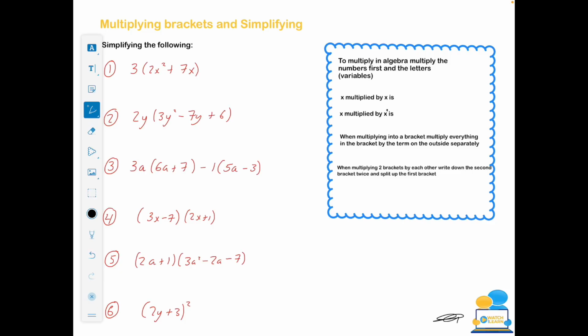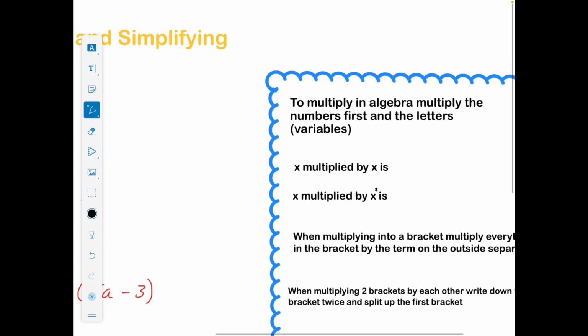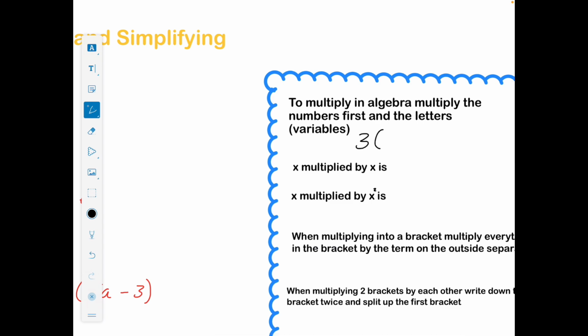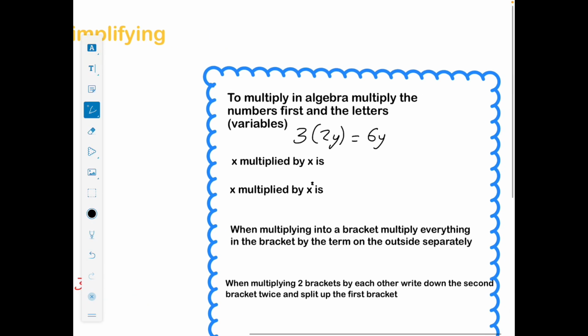Now, for multiplying brackets and simplifying them, the second you see a bracket, we want to get rid of it. We get rid of it by multiplying, okay? So our key rules over here on the right: to multiply in algebra, multiply the numbers first and then the letters. So if I have, let's say, 3 multiplied by 2y, multiply the numbers, that will give me 6 and we still have our y there, okay?